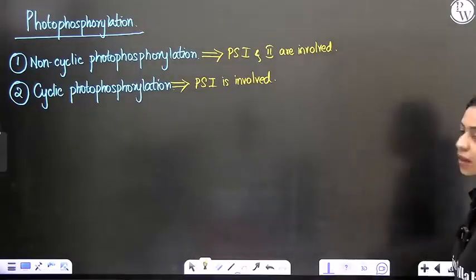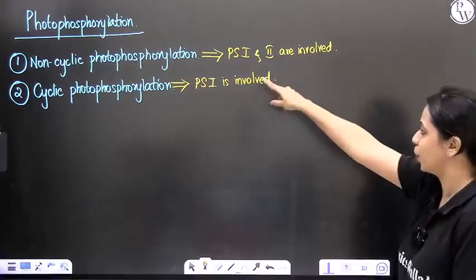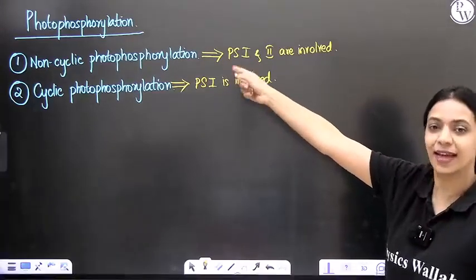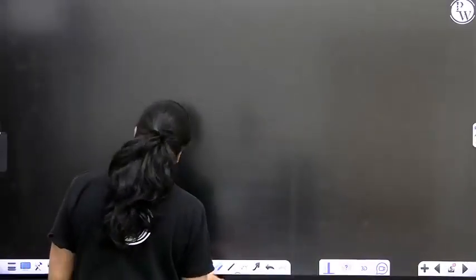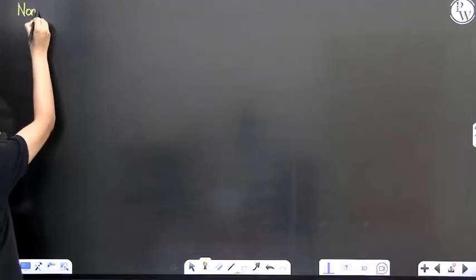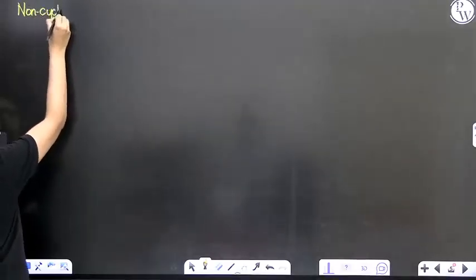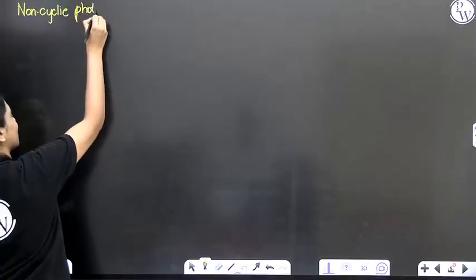Cool. So these are the two types of photophosphorylation. First, we will learn about what happens in non-cyclic. Then we will learn about what happens in cyclic. Okay. So in non-cyclic photophosphorylation, like I already mentioned, both PS1 and PS2 are involved. Why do we call this non-cyclic? I'll explain to you. Pay attention. This is important.